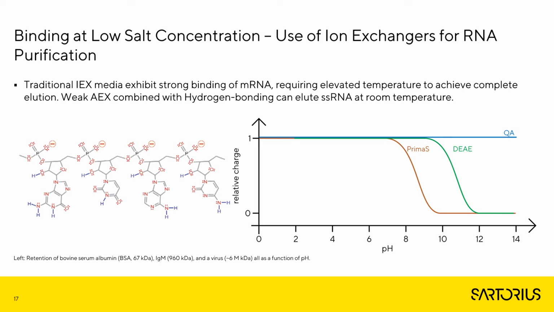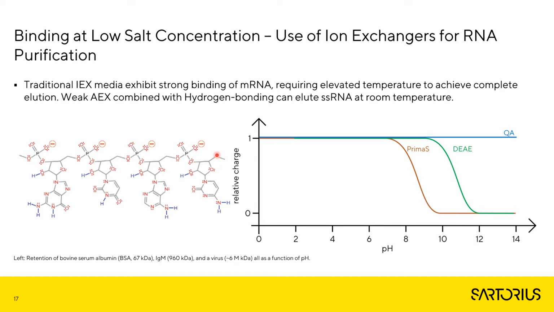Now, this is true for both strong ion exchange media like QA, for example, which is consistently positively charged throughout the entire pH range, but also for weaker anion exchange media, for example, a very common one, diethylamine, which does lose the charge beyond the pH of 10.5, and is uncharged above a pH of 11 or 12. Now, this one may elute the RNA potentially at room temperature, but it would do so at a very high pH, where the stability of the RNA would be a concern.